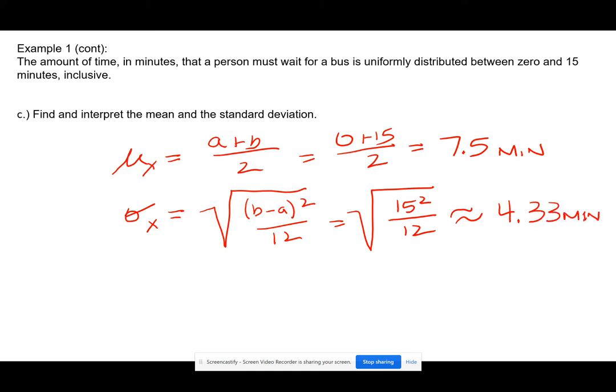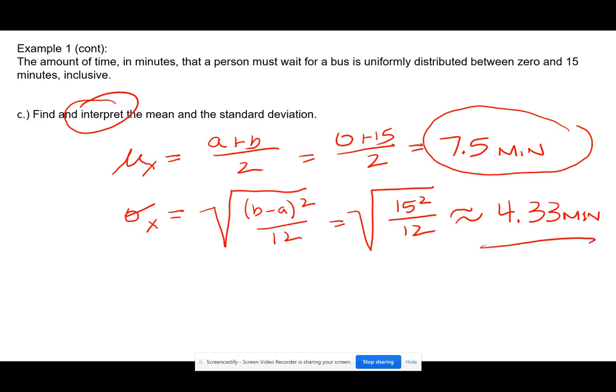All right, let's interpret those now. And remember, this is a long run average. So the 7.5 is over a long period of time. We could expect to wait on average 7.5 minutes for this bus. And that typically varies by about 4.33 minutes. All right, let's stop for a knowledge check.